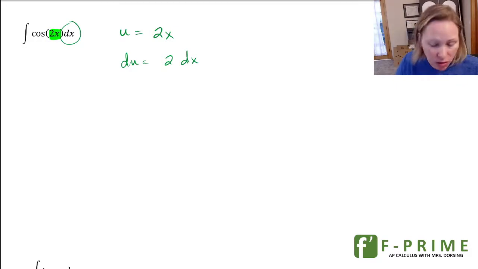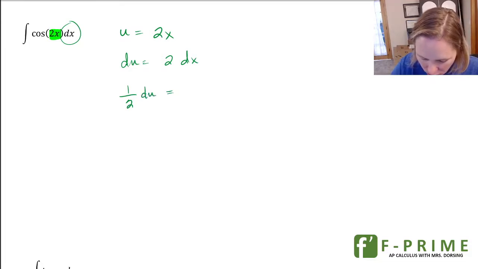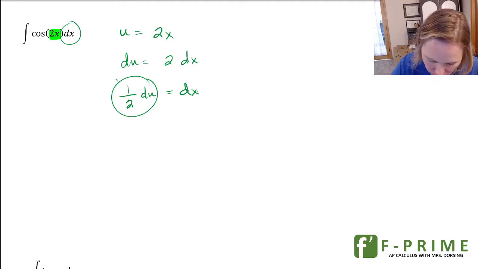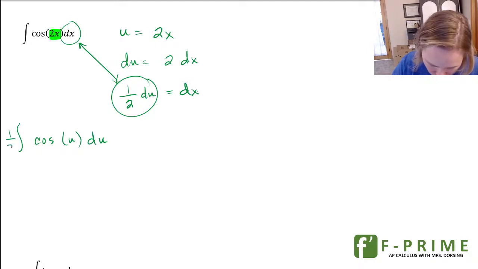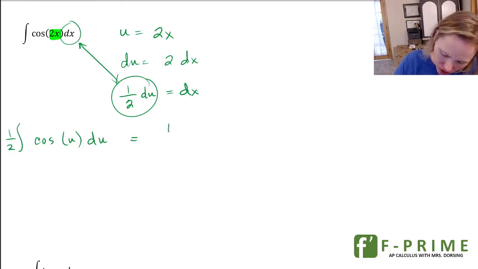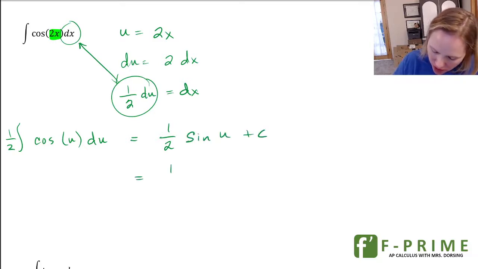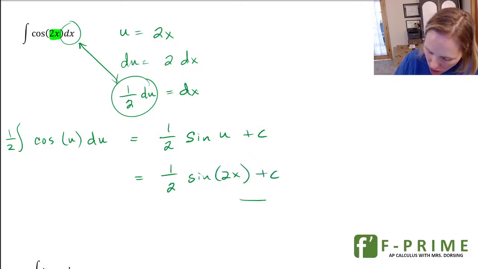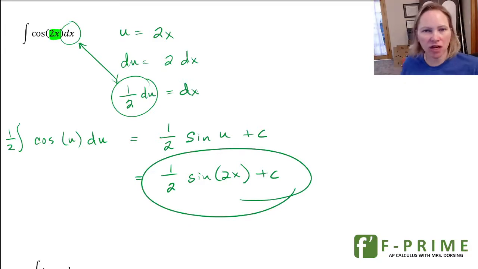I'll have cosine of u. So I need to get that constant over here to this side. 1/2 du equals dx. And that's what I'll be replacing dx with. So when I rewrite this, I get the cosine of u du. I'm going to go ahead and jump to putting that 1/2 to the outside of my integral, just because I know it's going to go there eventually. And when I integrate, I get 1/2 times the sine of u plus c. Replacing u, I get 1/2 sine of 2x plus c. Always replace u. There's the answer that I'm looking for.